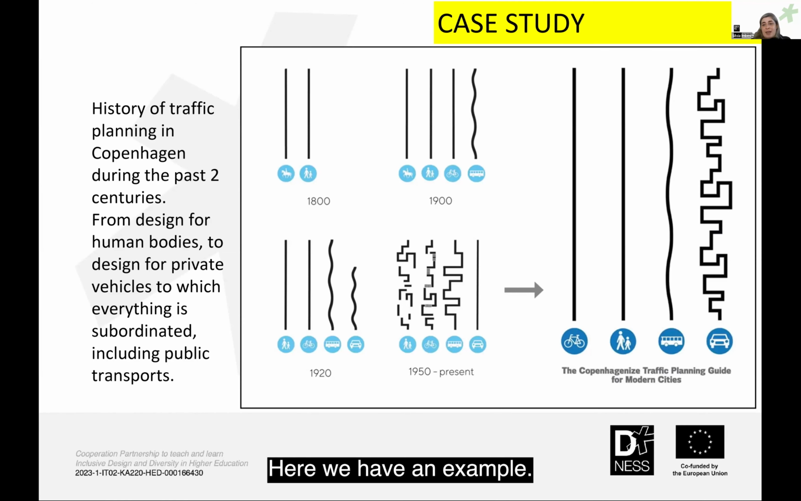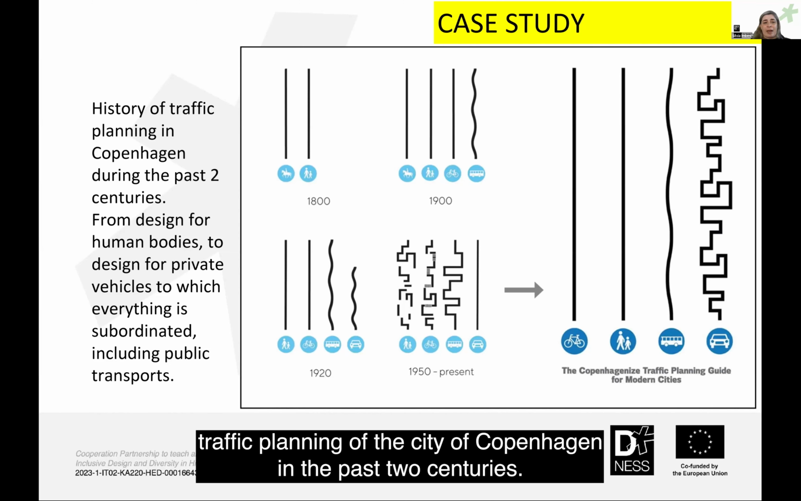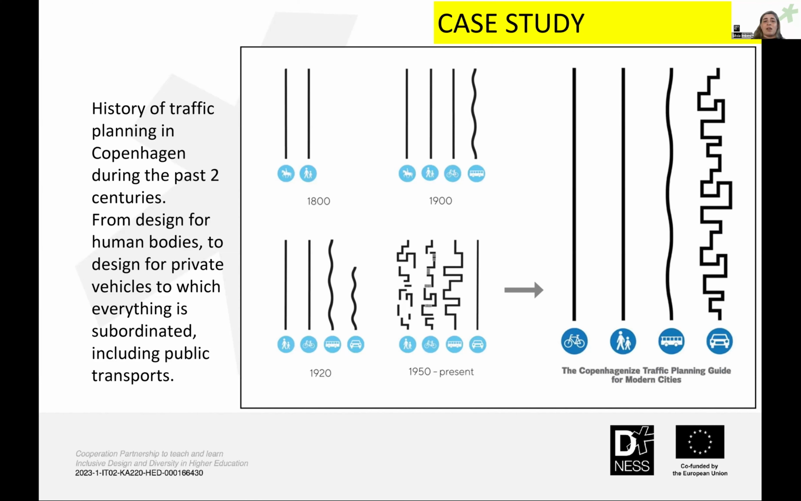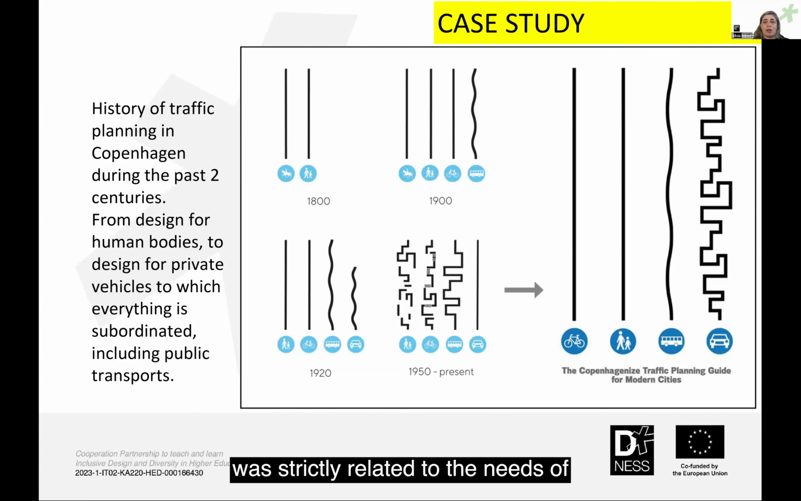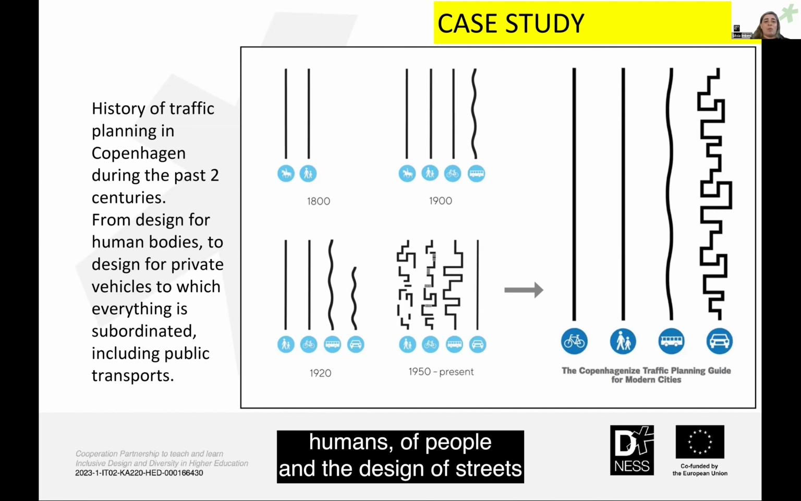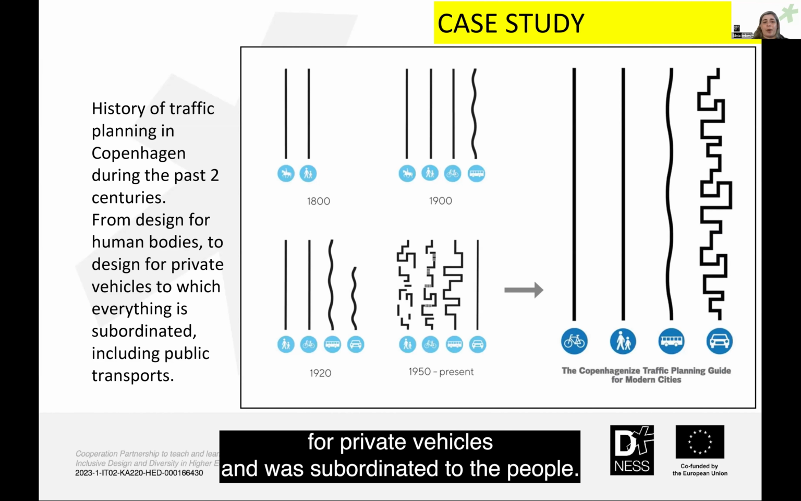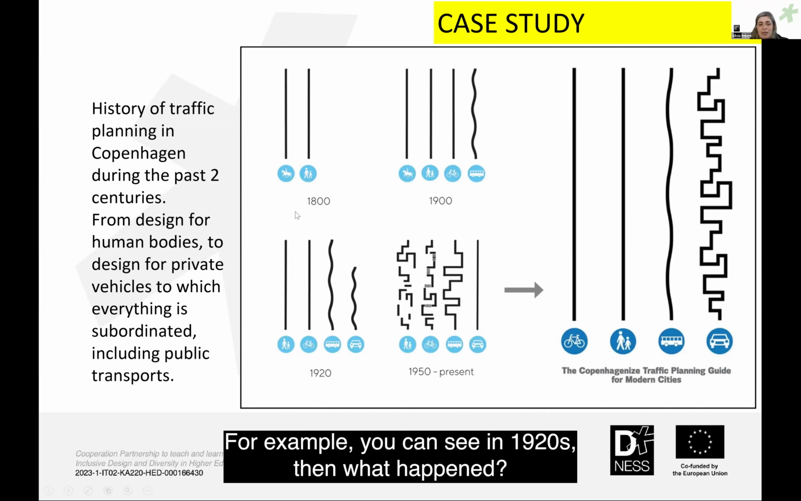Here we have an example. It's the story of the historic traffic planning of the city of Copenhagen in the past 2 centuries. So we can see that at the beginning, the design of streets was strictly related to the needs of humans, of people. And the design of streets for private vehicles was subordinated to the people one. For example, you can see this in the 1920s.